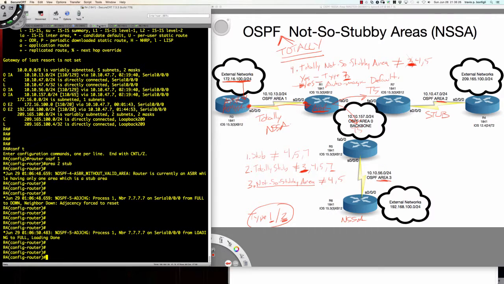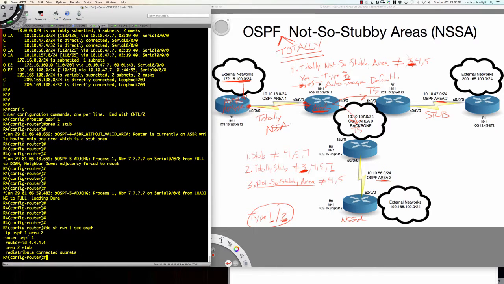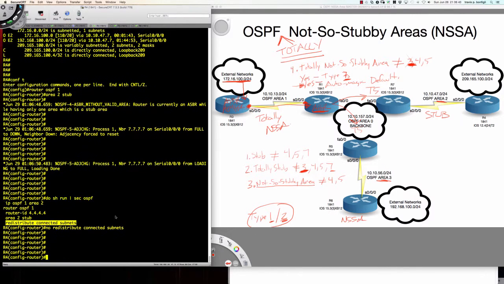Oh, and I was actually redistributing from that, do show run section OSPF. It's going to suppress it automatically, but I'll go ahead and drop out the redistribute statement there. So we'll make it a pure stub. All right.